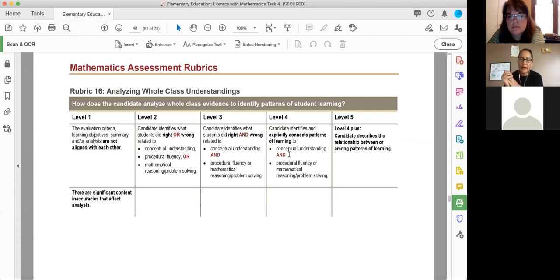And then level 5, for a score of 5, it says candidate describes the relationship between or among patterns of learning. Oh, I guess that's what I just described. So the more detail you put into the way that students are understanding certain things and might be having trouble with certain things, that's all connected, right? And so where you see those disconnects, that's where you want to focus and talk about that and explain that thoroughly. And that'll help you bump up your score there.